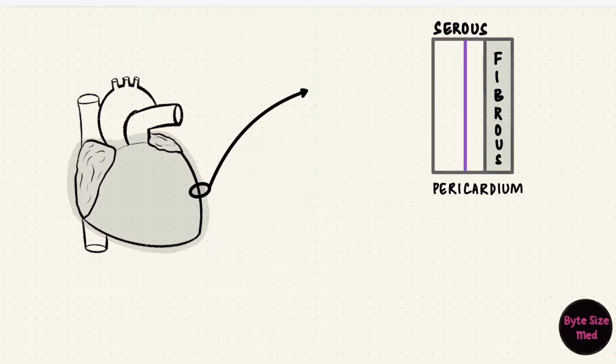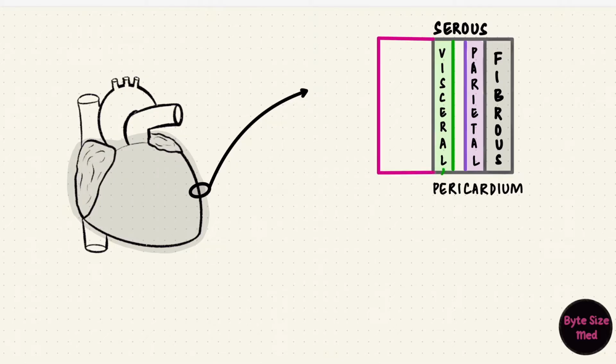Now it has two layers, a parietal layer and a visceral layer. The parietal layer is attached to the fibrous pericardium, and the visceral layer is stuck to the heart. So it's also called the epicardium. The visceral layer of the serous pericardium is the epicardium. These two layers are continuous at the roots of the great vessels. Between the parietal and the visceral layers is a potential space. That's called the pericardial cavity, which has a little fluid to help movement of the heart.